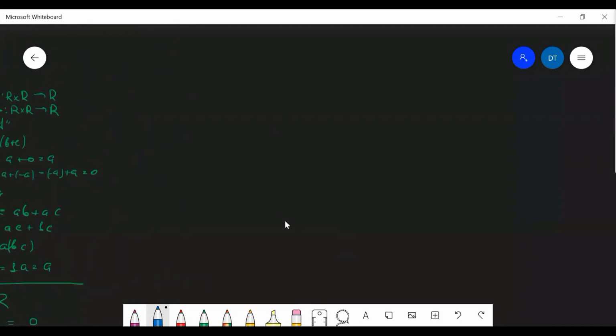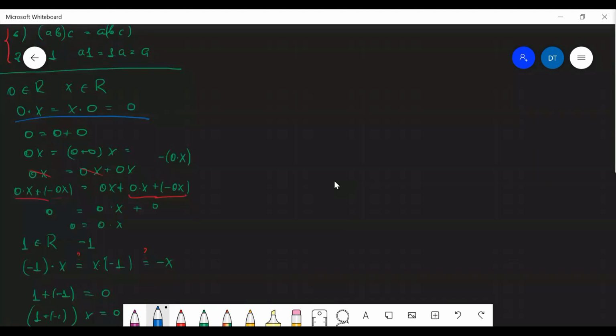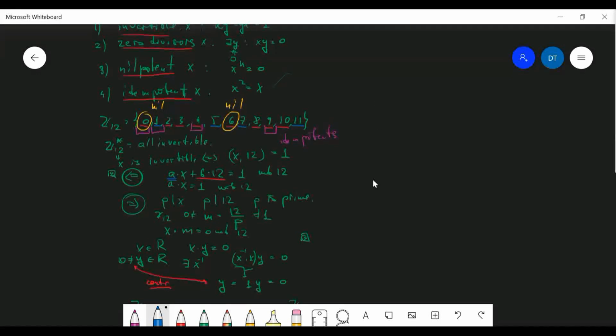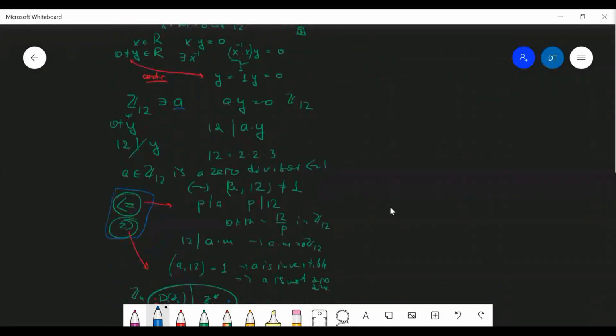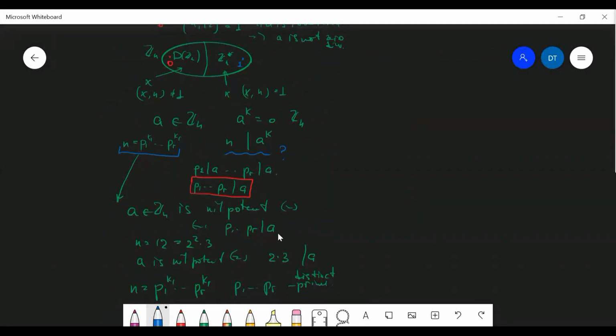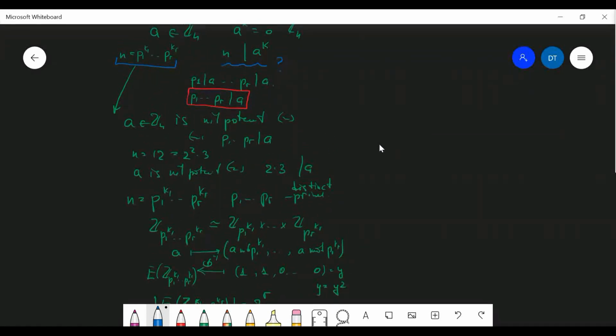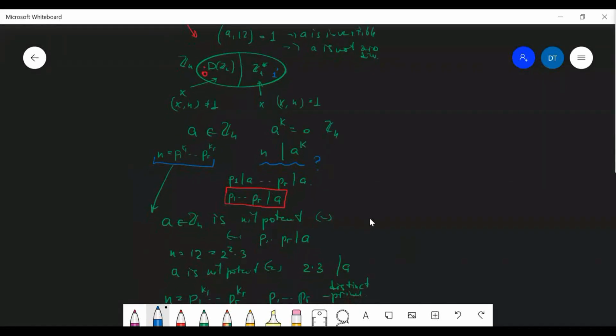Actually, I have a question. Somewhere when you were talking, you mentioned how to find nilpotent elements. Yeah, it was here. A is a nilpotent in Zn if and only if A is divisible by each prime factor of n. This is for nilpotent, and the later one was for idempotent. Yes, I understood about idempotent, but I missed the nilpotent one.